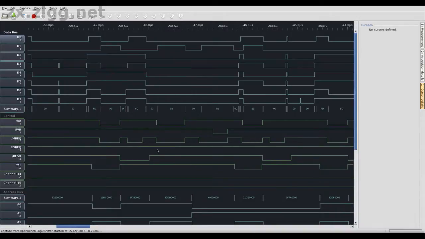So I'll start the capture, now the analyzer is waiting for the trigger condition to occur, and I'll briefly turn the computer on.